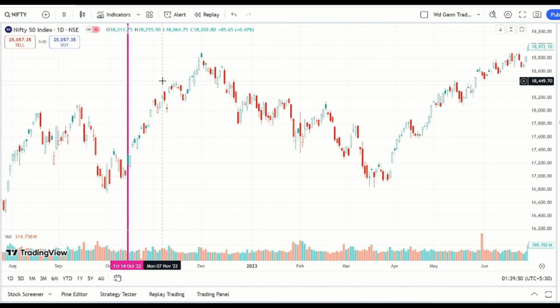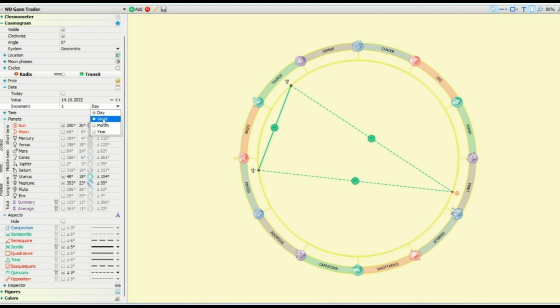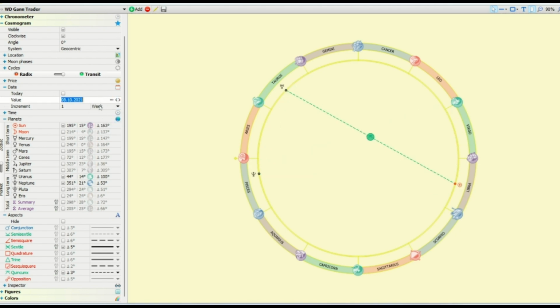Now let's go more back in the past and check more dates. So again open the Genzilla application, change it to week. Let's go back in the past. Yes, here change it to day. Now here you can see that we can't see the same pattern again, so we are not going to consider this date. So we can see that it is working with very high accuracy on the Nifty chart for the reversal pattern.